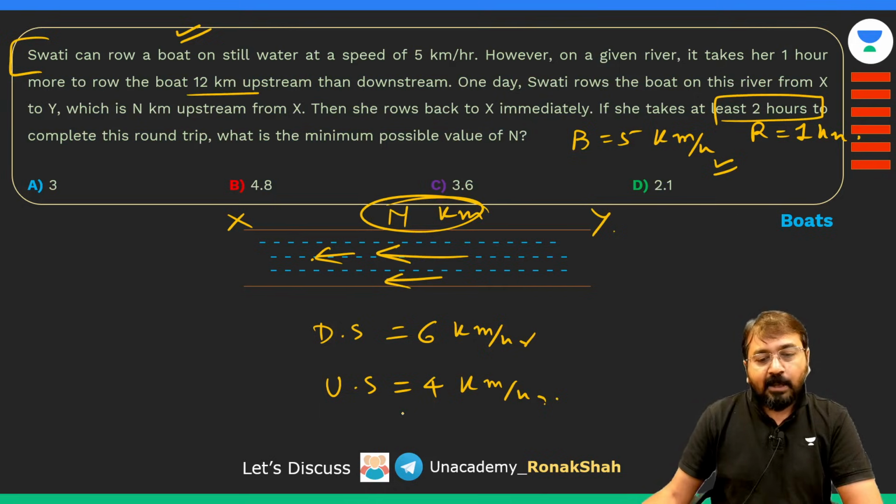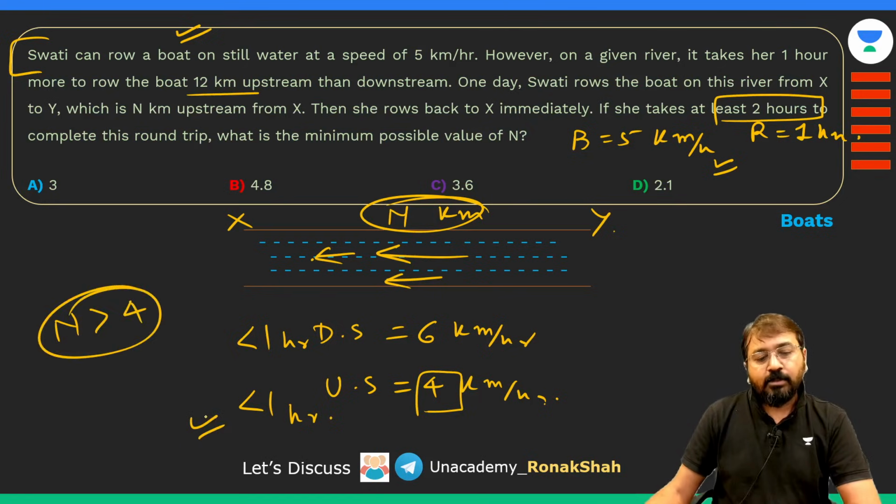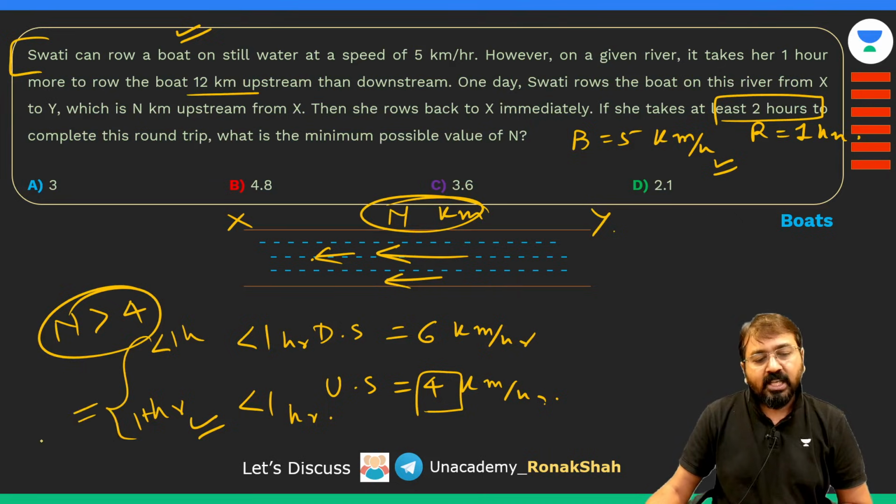Right. Now what distance should I take so that it takes at least 2 hours? Guys, can I say if I take any value of n less than 4, then in both cases I'll get less than 1 hour time. This will also be less than 1 hour. This will also be less than 1 hour. So definitely n has to be greater than 4. Only then somewhere it will be more than 1 hour, and here it will be less than 1 hour. Total time may come out to be close to 2 hours.